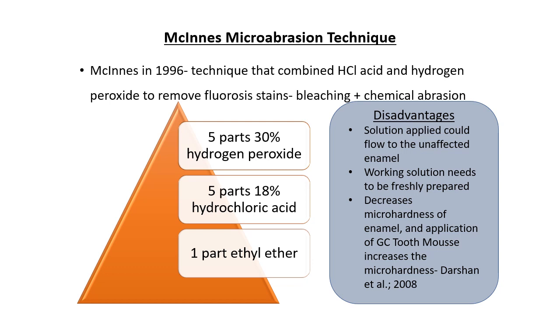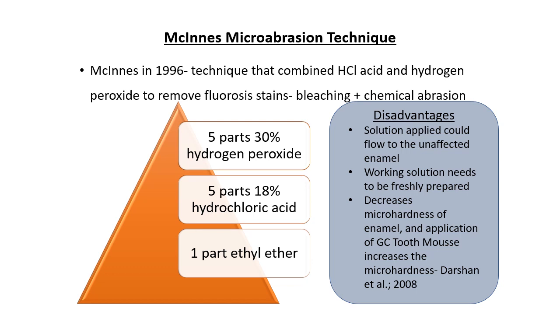McKean's microabrasion technique. McKean's, in 1996, is a technique that involved combination of hydrochloric acid and hydrogen peroxide to remove fluorosis stains, bleaching, and chemical abrasion. So McKean's solution consists of 5 parts of 30% hydrogen peroxide, 5 parts of 18% hydrochloric acid, and 1 part of ethyl ether.